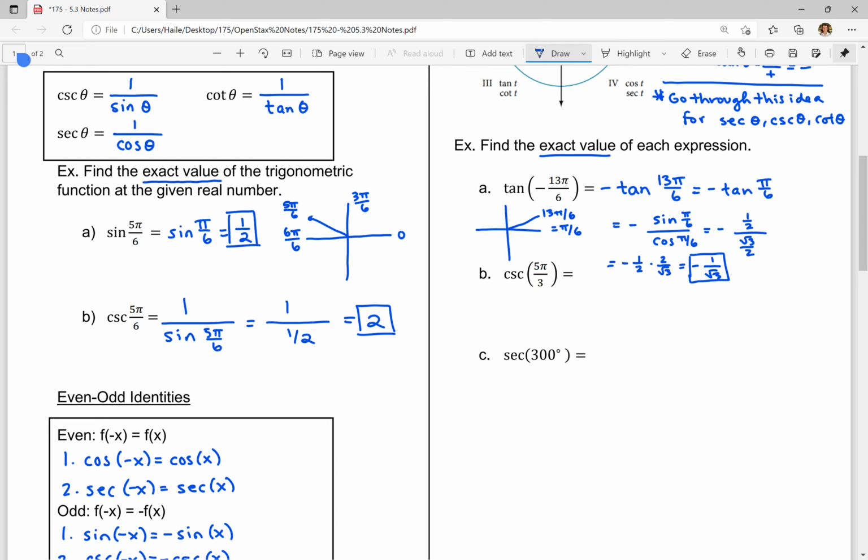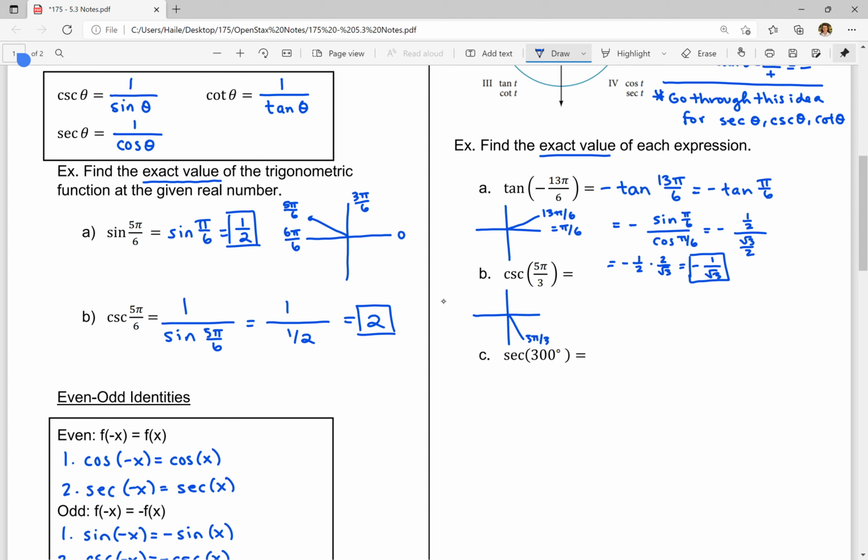Okay? Our next example is the cosecant of 5 pi over 3. So first of all, let's think about where 5 pi over 3 is. So if we draw our quadrants, 5 pi over 3 should be somewhere in the fourth quadrant because we know that 2 pi is 6 pi over 3. And so 5 pi over 3 would be a single pi over 3 less than that. So 5 pi over 3 would be down here.